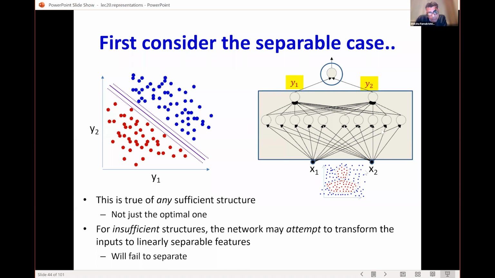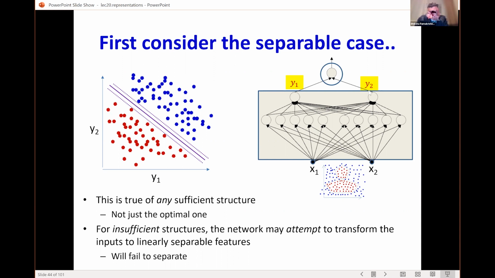For any sufficient structure, the network consists of two portions. The portion below the final output layer, which converts these data into linearly separable classes, and then the final classification layer, which actually performs the job of linear separation. And now, if for some reason the network below was somewhat lacking, so it didn't have a sufficient number of neurons or sufficient number of connections.